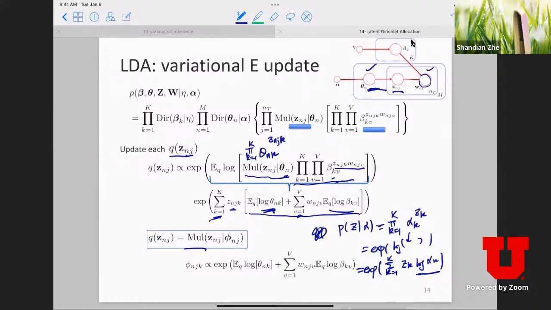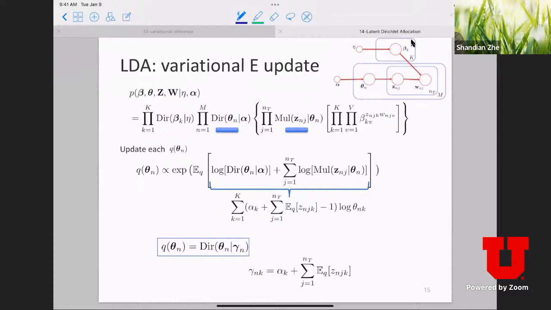And what I need to do is just identify the parameters of the multinomial distribution, which are proportional to the coefficient multiplied by z and k. So what you need to do is just normalize this term. So phi n,j k is proportional to this term. Any questions? It's pretty straightforward. But again, I highly recommend you derive these things by yourself.